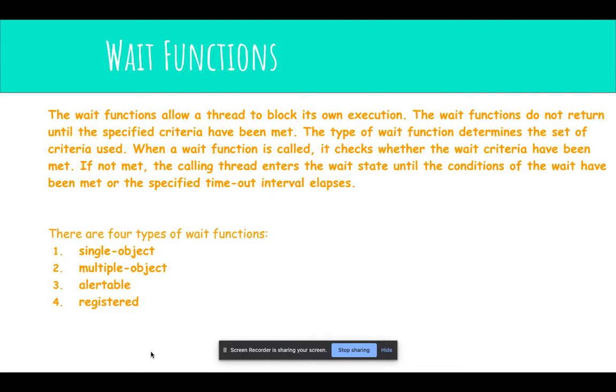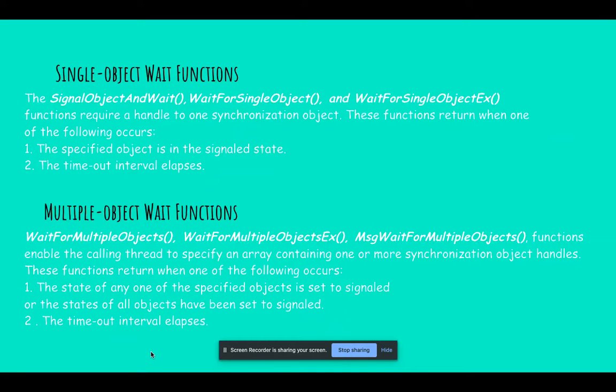There are four types of wait functions: single object, multiple object, alertable, and registered. Single object wait functions.